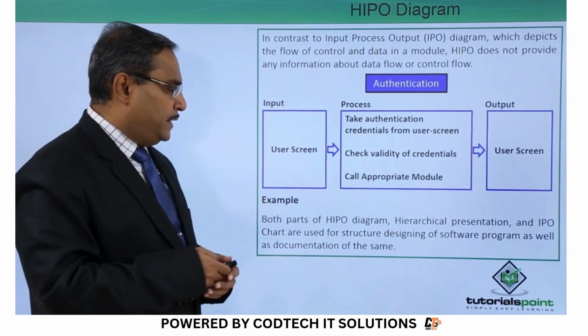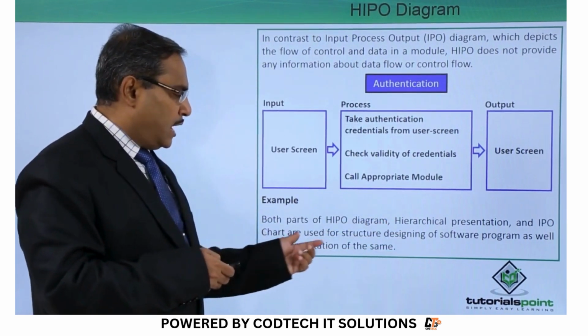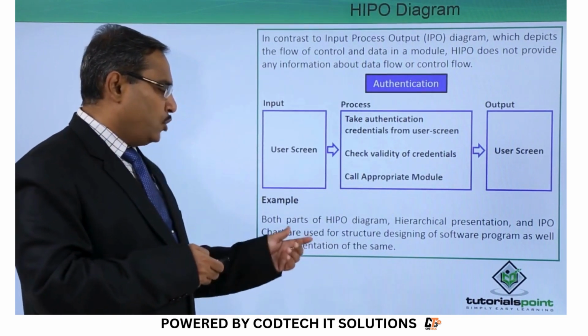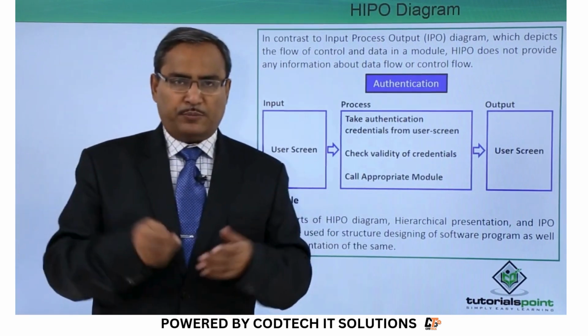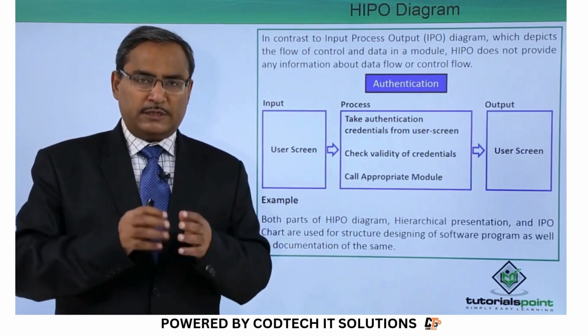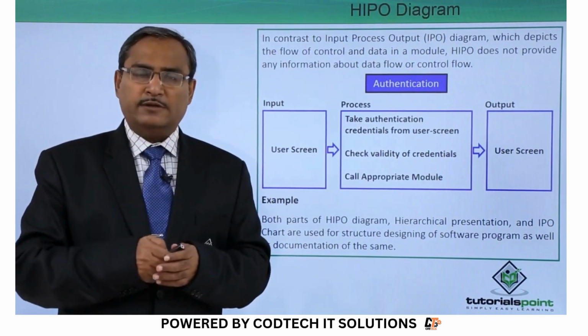So both parts of HIPO diagrams, the hierarchical representation and the IPO chart, are used for structured designing of software programs as well as documentation of the software program. So in this particular session, with proper examples, we have discussed what a HIPO diagram is and what the merits and demerits of it are.